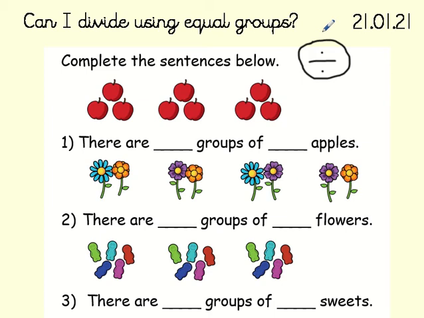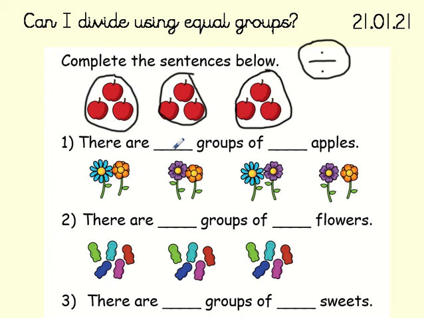Now I'd like you to pause the video and have a go at the first 3 questions on the board. Can you fill in the gaps to complete the sentences? Have a look at the first one here. There are how many groups of how many apples? Remember, this is a group, this is a group, and this is a group. How many groups are there? That goes in here. And how many in each group? That goes in here. Have a go at doing that for questions 1, 2, and 3. Play the video once you're ready to get the answers.